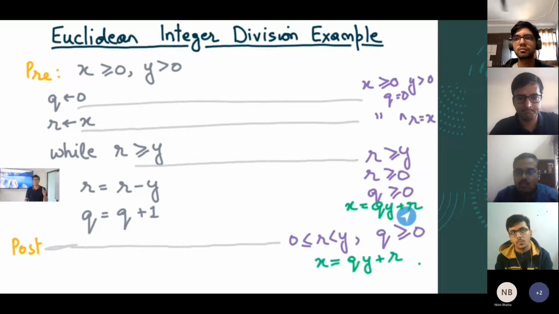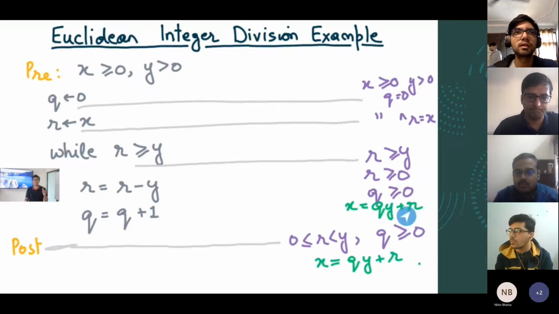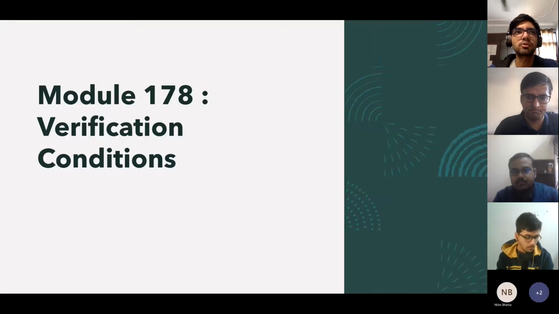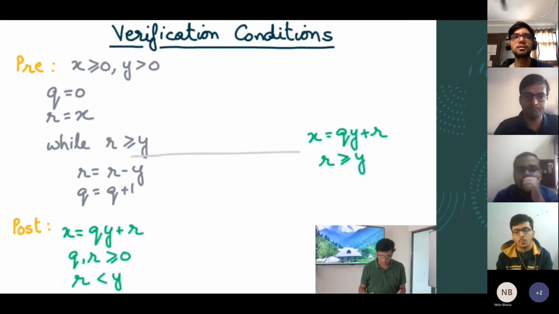So if we do that, we can see how it holds. It clearly holds when we enter the while loop for the first time, and after each loop we may see how it holds. We'll see that in the next module. So the next module is about verification conditions. So let's see how we may do that.